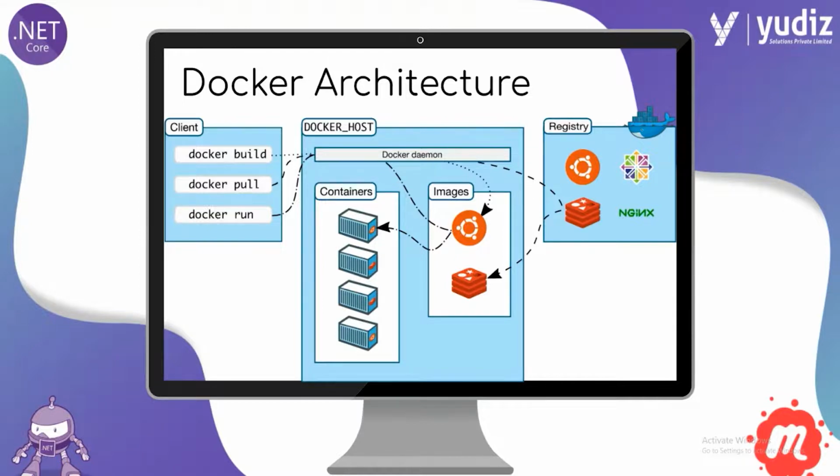And the Docker host, also known as Docker objects. When you use Docker, you are creating and using images, containers, networks, and volumes. So first is the image. Docker images are read-only binary templates used to create Docker containers.